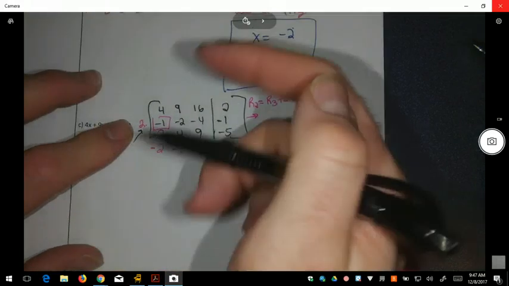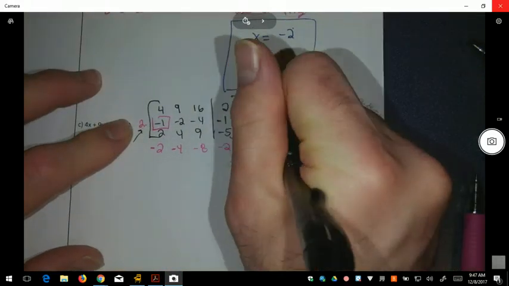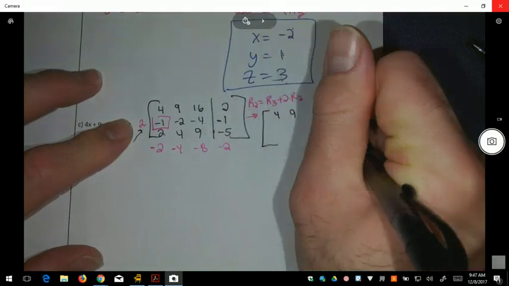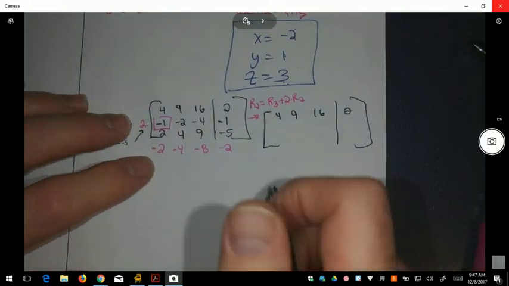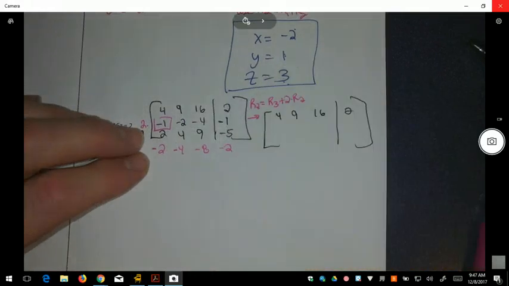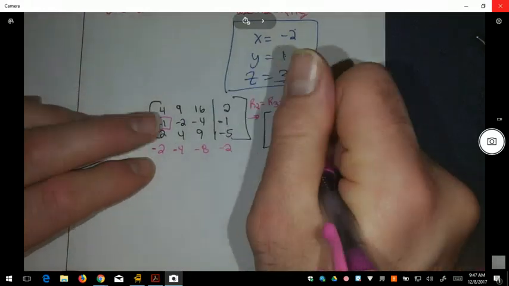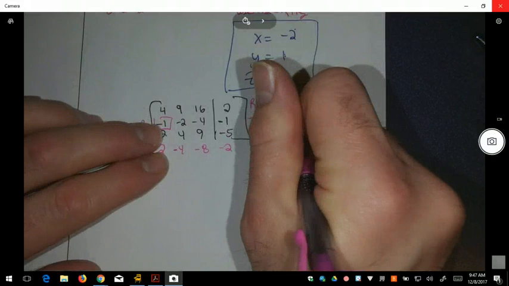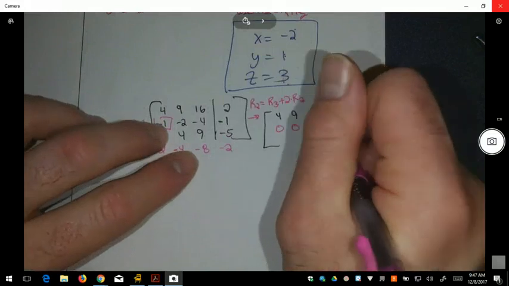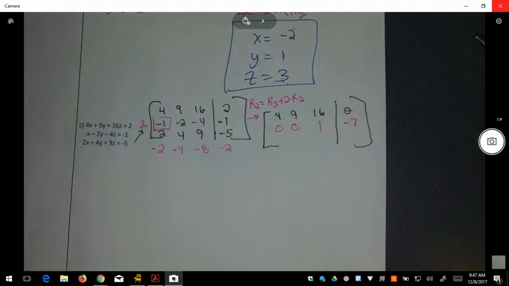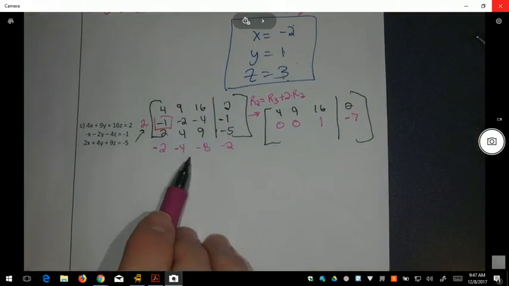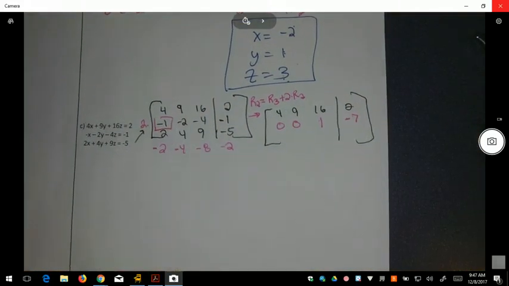My row 1 stays exactly as it was, because I haven't changed that yet. I haven't even changed row 3 yet, but I'm changing row 2. Changing row 2 is going to give me 0, 0, 1, -7. If I added that correctly, I did.